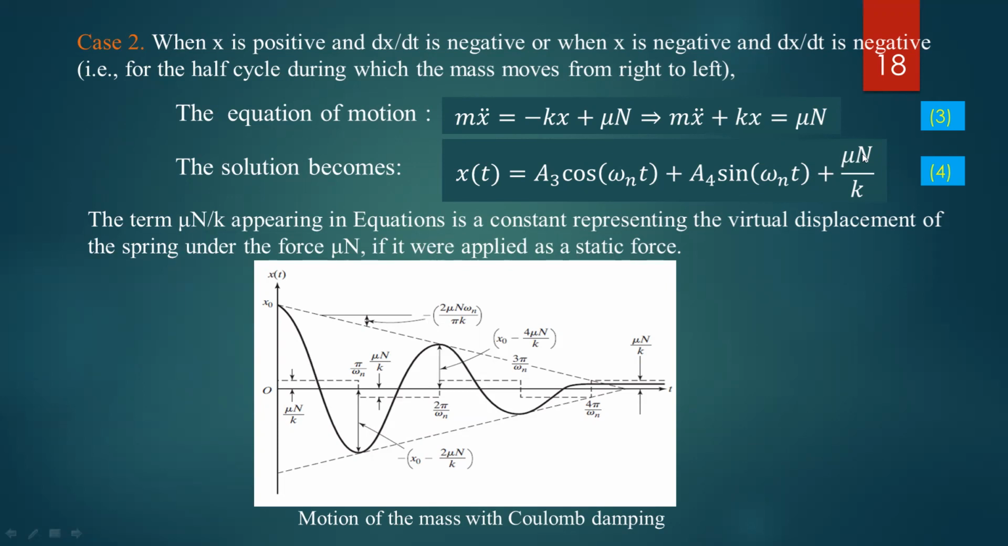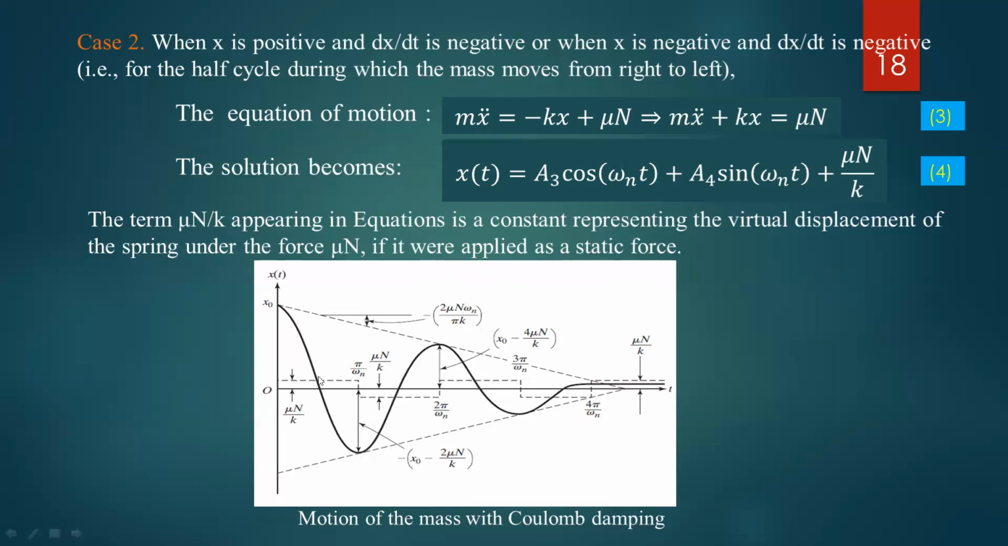N is the normal force, mu is the frictional coefficient, k is the stiffness of material. So this term is constant in the first equation, also in the second equation. Okay, so the virtual displacement of the spring under force mu N, if applied as a static force, then we can obtain this kind of vibration. So the initial amplitude x naught is here.